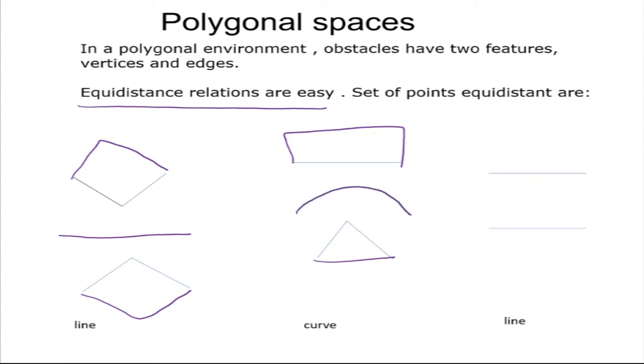Okay. How do we start? We basically start by finding the shortest distance here. So between this point and this point, that is the equidistant point. Then similarly between this point and this point, that is the equidistant point, and continue like that. Now if a surface has two edges like this, then the equidistant path will be in between.